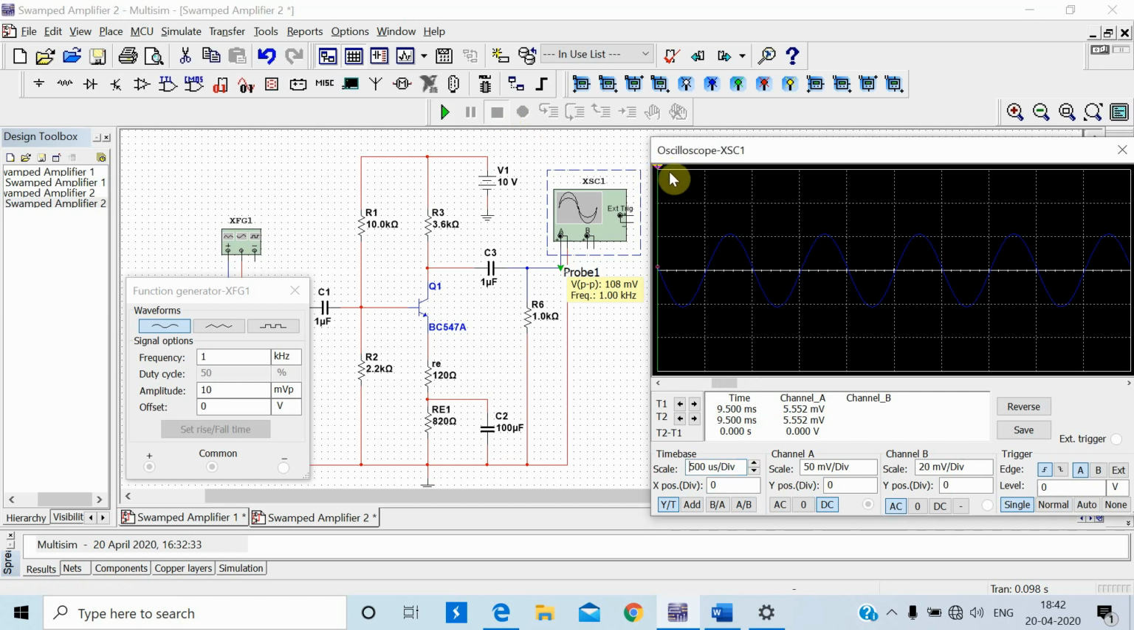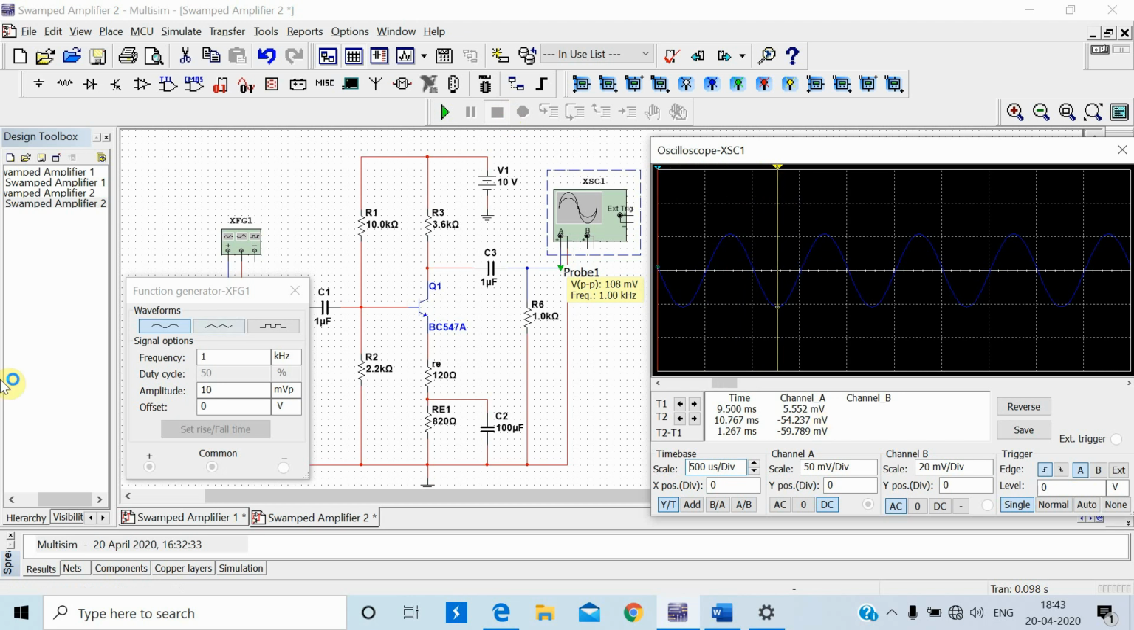If I set the cursor, it will give us the positive peak and the negative peak. The positive peak we get is 53 point something, and the negative peak is 54 point something. So this we have to now note down.